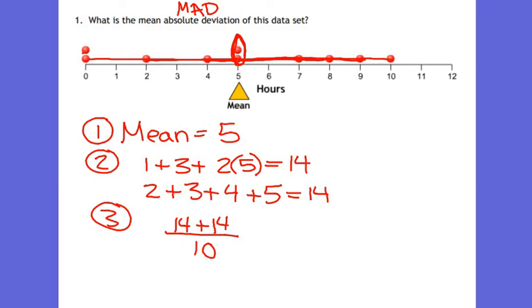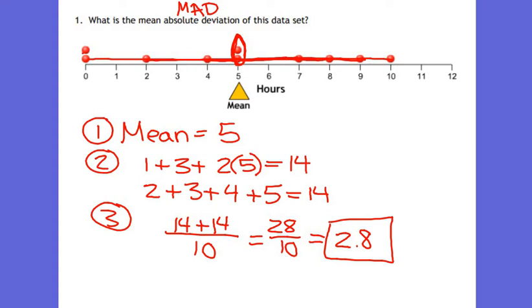So 14 plus 14 gives me 28, divided by 10, 2.8. So my MAD value is 2.8, meaning they're not very far from the base.